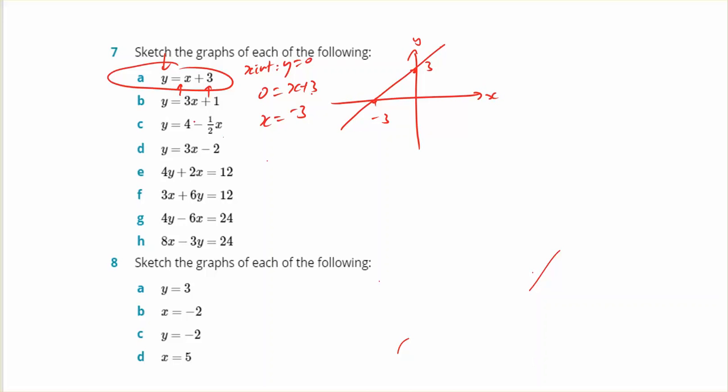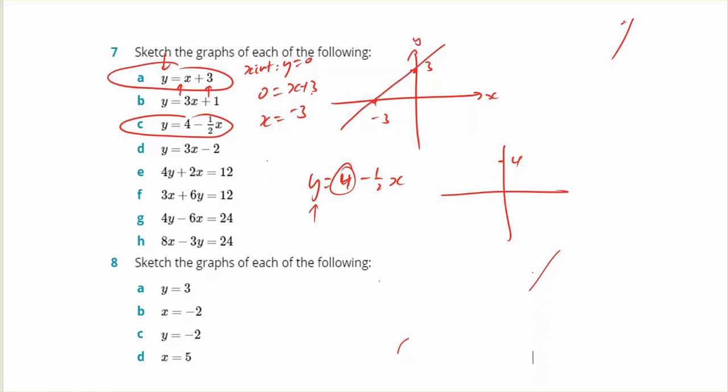Now let's look at a harder one where we have a negative gradient. So we've got y equals 4 minus a half x. Since again this is in gradient-intercept form because y is the subject, I can read what the y-intercept is straight away, and it happens to be 4. So I'm going to draw 4 as my point. Now, I'm expecting the slope to be negative. So positive slope looks like that, negative slope looks like that, so it's sloping the other way.